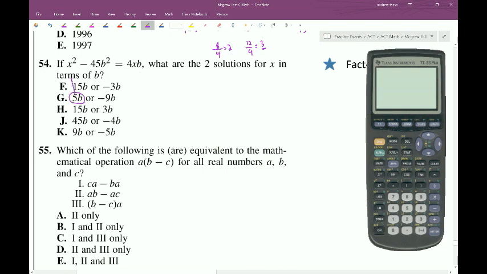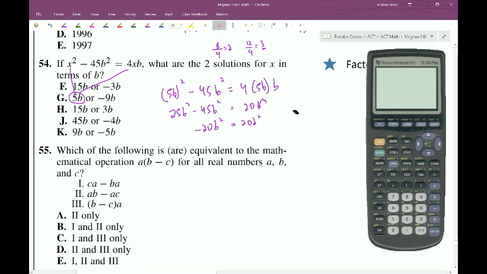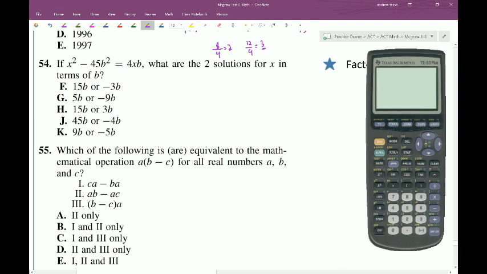So let's see, plug in 5b for x. We'd get 5b squared minus 45b squared equals 4 times 5b. So this would be 25b squared minus 45b squared, so that's negative 20b squared, equals 20b squared. Well, that's not true, right? So 5b and anything with it is out. That was a bad choice on my part because there's only one thing that has 5b in it.